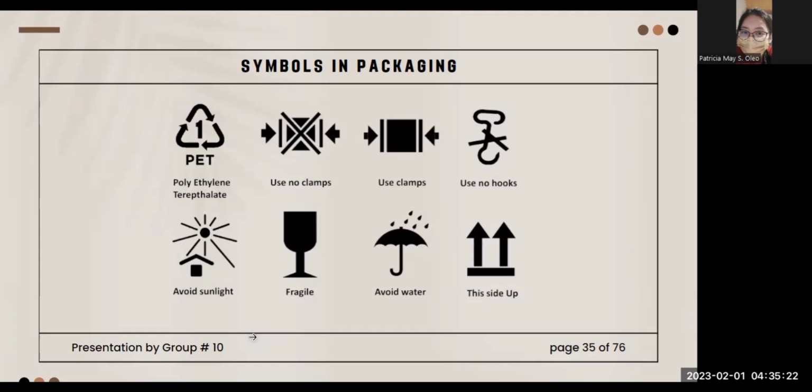Avoid water. So itong umbrella, itong drawing na to, symbols na to, signifies the need to keep the box in a dry environment and never leave it in the rain. So, itong symbol na to also sinasabi na yung mismong items inside the box are not waterproof. So, hindi lahat ng mga product is waterproof. So, kaya dapat nilalagay sila lahat ng mga box na hindi waterproof sa dry environment.